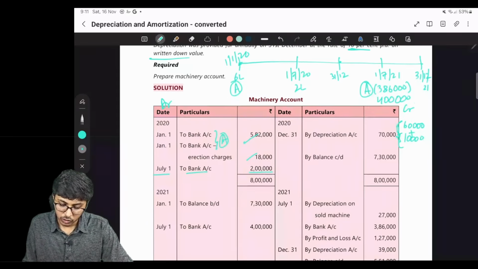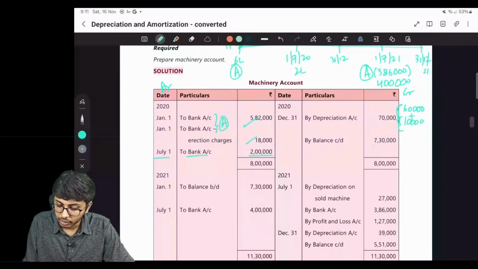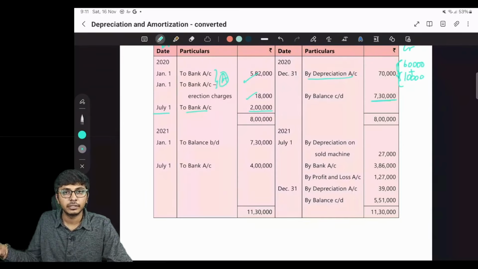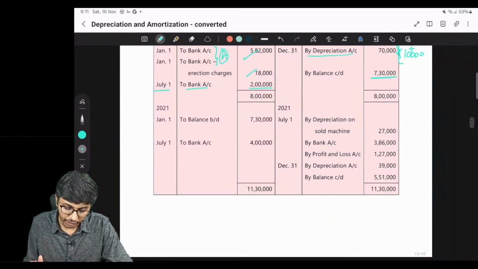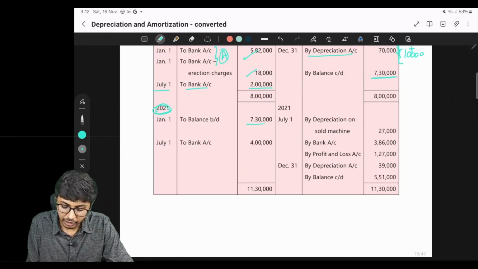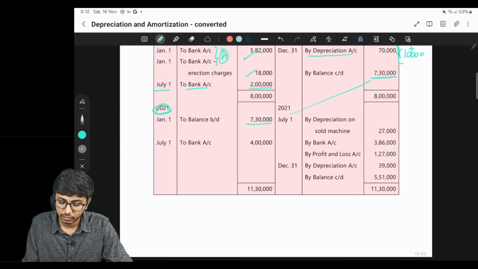Okay, simple. So what is my balance carried down? My balance carried down is 7 lakh 30. So are we preparing a provision for depreciation account here? No, we are not preparing a provision for depreciation account. So my depreciation is credited to my asset account only. It is not credited to the provision for depreciation account. Got it? Okay, next. My opening balance for next year, that is 2021, will be 7 lakh 30, correct?